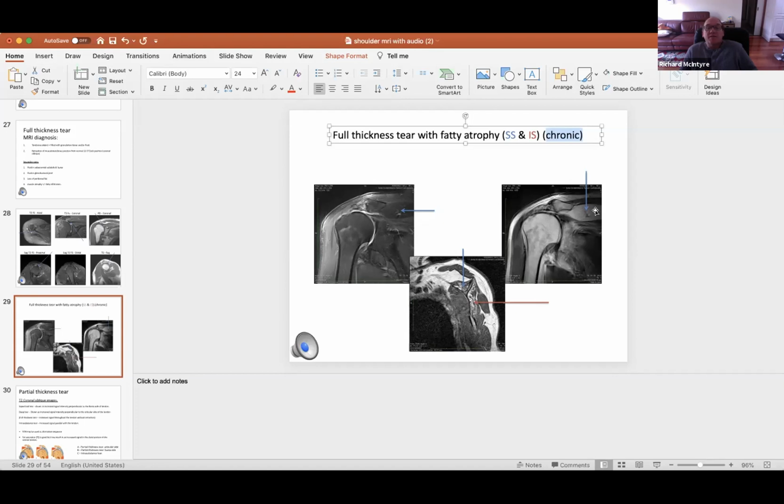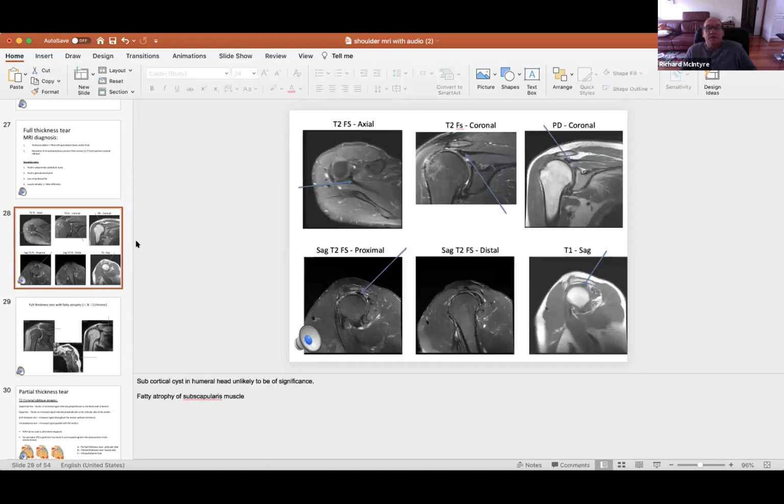So of course, this is a T1. You see it bright. This is a T2 fat sat because you see it as dark. The fat saturation has nulled the signal in the fat. You can see these images in the different planes where that supraspinatus muscle has retracted.